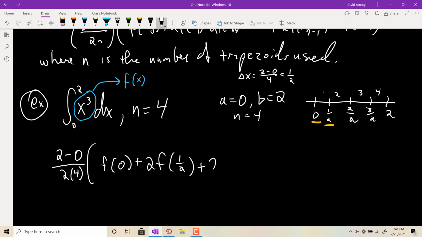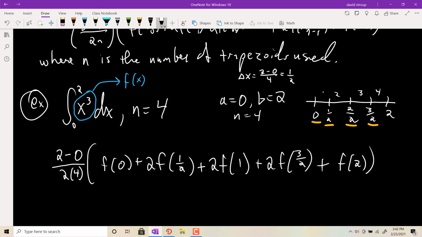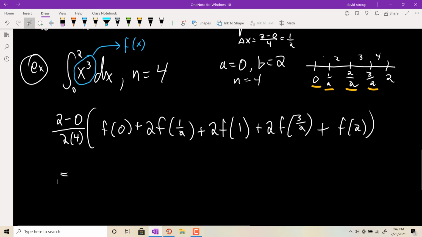And then plus 2 f of 2 halves, which of course is just 1, plus 2 f of 3 halves, and then plus 1 f of 2. Okay. So we're going to have 2 all over 8, which is the same as 1 over 4 times, and I'm plugging all of these numbers into my f of x, right?